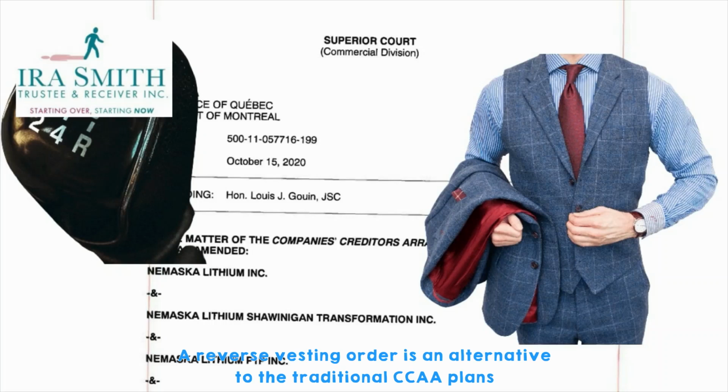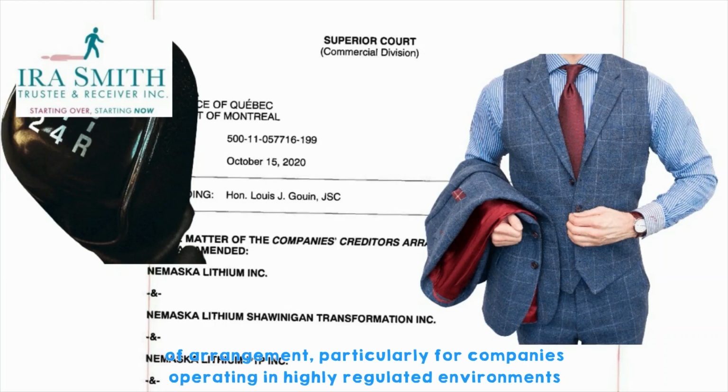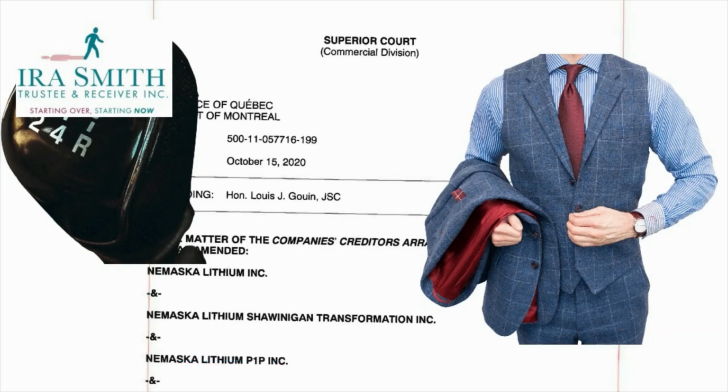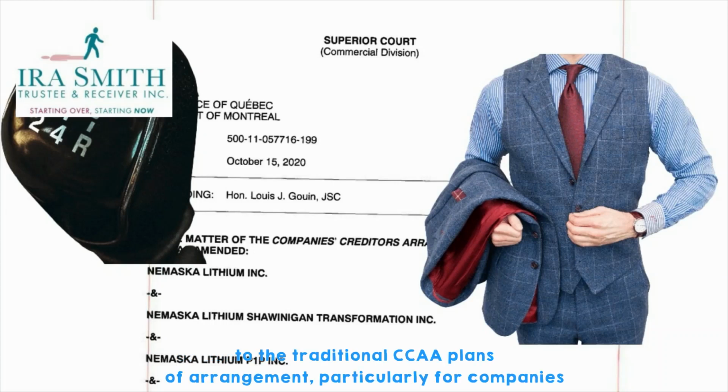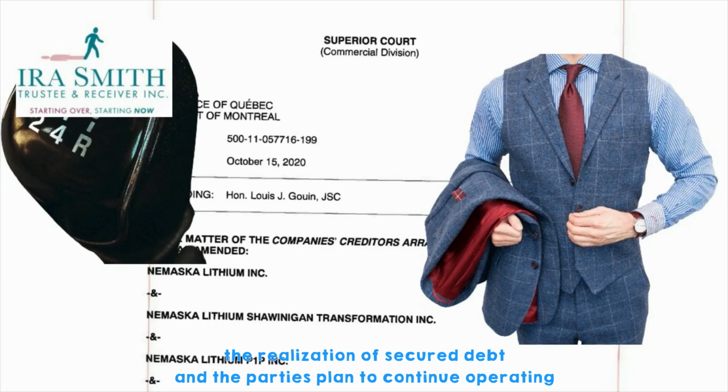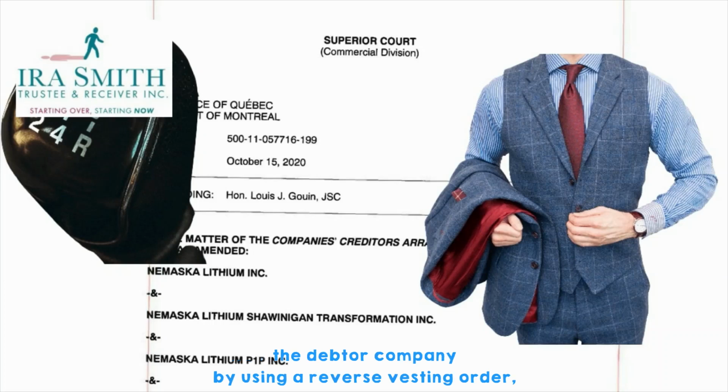A reverse vesting order is an alternative to the traditional CCAA plans of arrangement, particularly for companies operating in highly regulated environments or when there is no value remaining after the realization of secured debt and the parties plan to continue operating the debtor company.